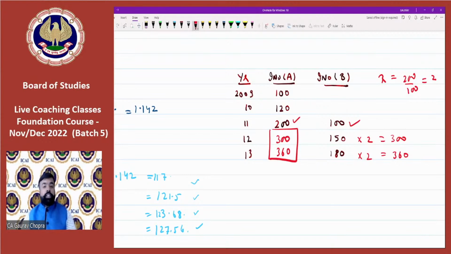So this is 360. If the question says complete series B, that is, find the index number for 2009 and 2010, then divide them by the same ratio. So 100 upon 2 gives 50, and 120 upon 2 gives 60. Okay. So this is known as base splicing. In this manner, we can easily do the splicing.